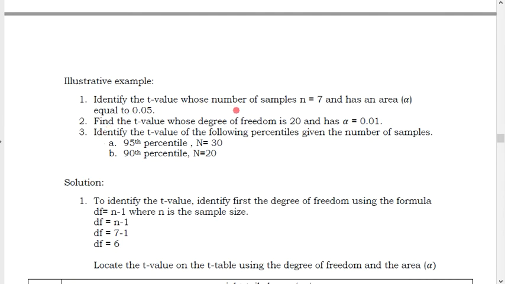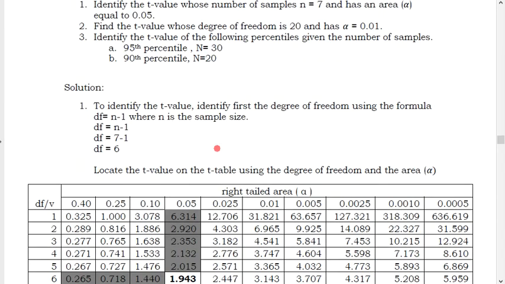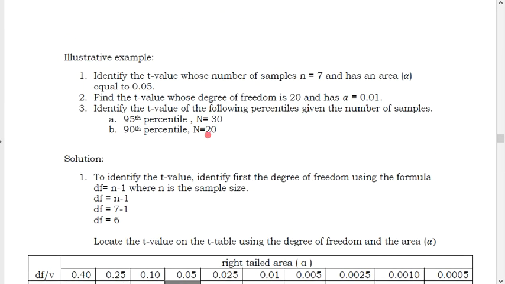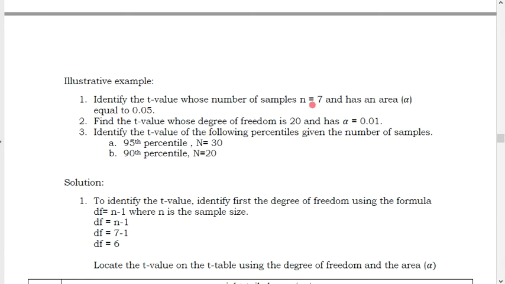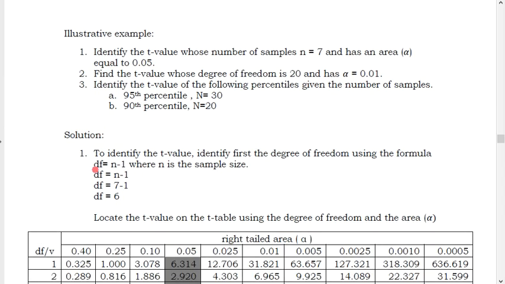Next, let us have an example. Identify the t-value whose number of samples, or n, is equal to 7, with an area equal to 0.05. Identify daw natin yung t-value. Ano yung t-value or yung t-score? Yan. We have a sample size of 7 and the area of 0.05. So, let us have number 1.